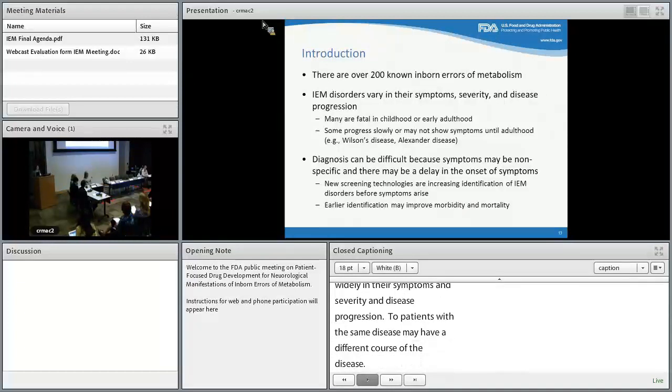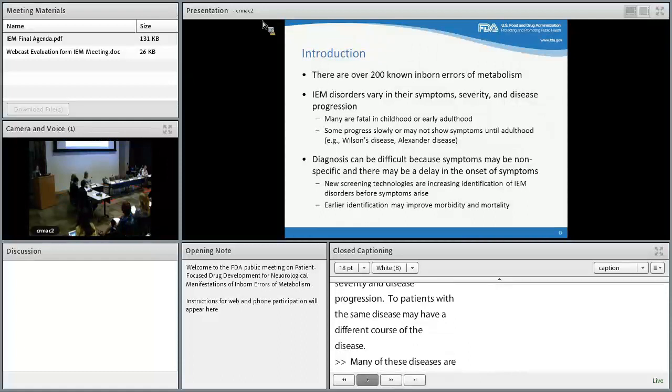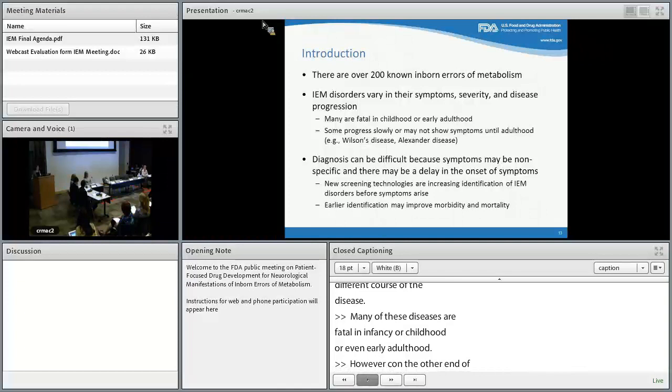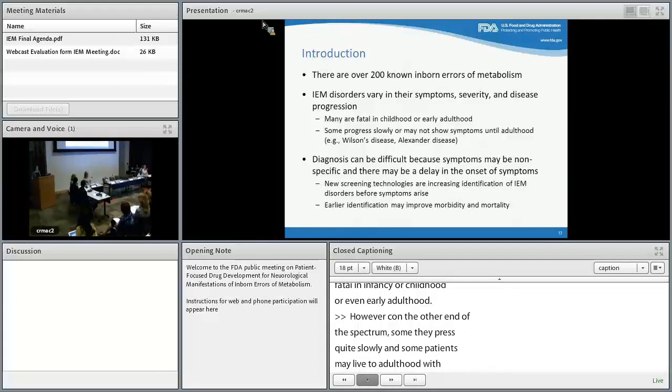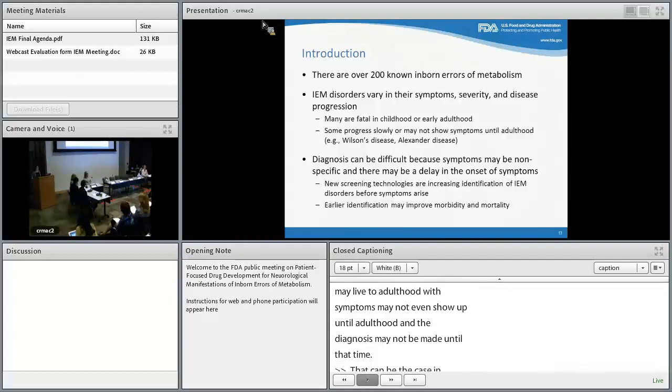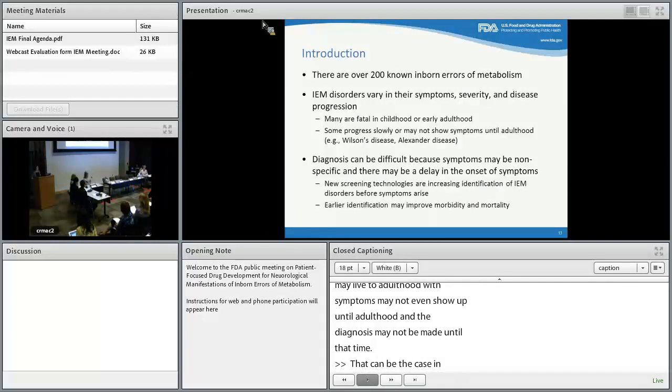Many of these diseases are fatal in infancy or childhood or even early adulthood. However, on the other end of the spectrum, some may progress quite slowly and some patients may live to adulthood, or the symptoms may not even show up until adulthood and the diagnosis may not be made until that time. That can be the case in Wilson's disease. So we do see a lot of variety in these diseases.